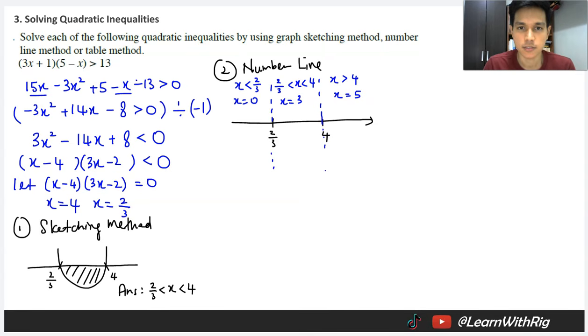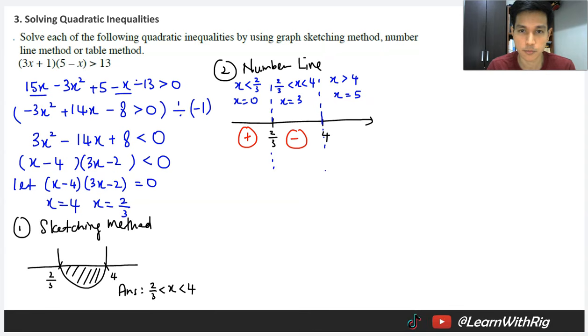So when x is equal to 0, when I substitute, I should get negative 4 times negative 2. So I should get a positive value. So here is a positive value. Next, when x is equal to 3, so 3 minus 4, I get a negative value. 3 times 3 is 9 minus 2 is still a positive value. So a positive and a negative multiplied, you get negative.